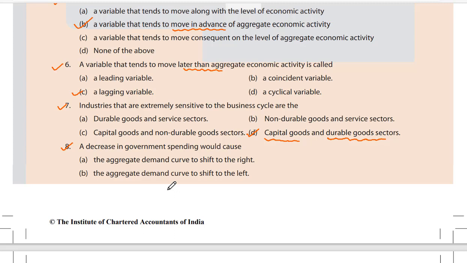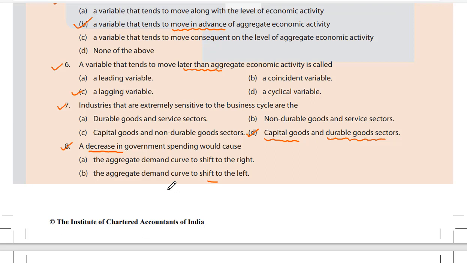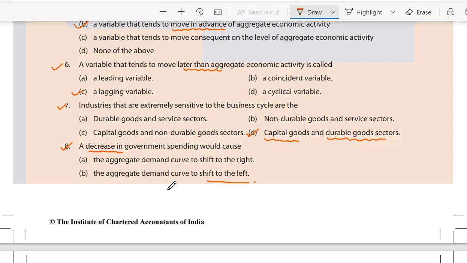So over here, there is a decrease in government spending. So the aggregate demand will shift to the left side. I believe it is clear.